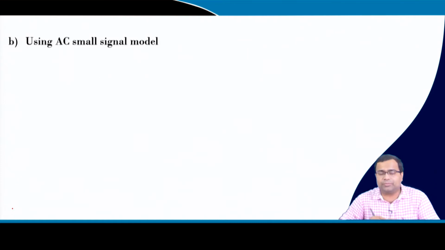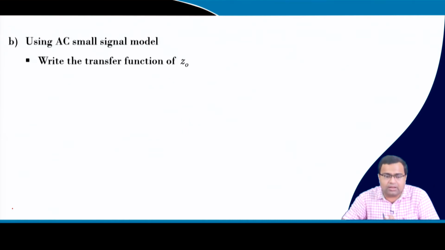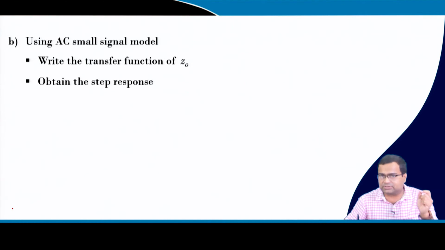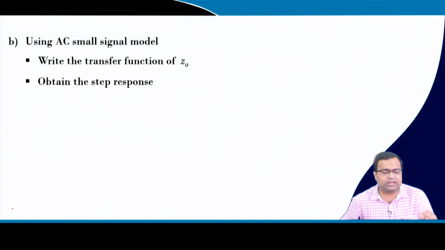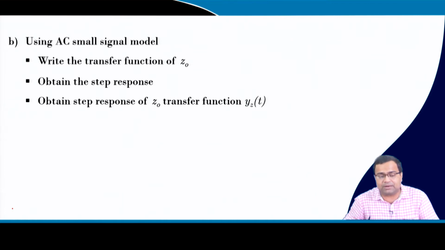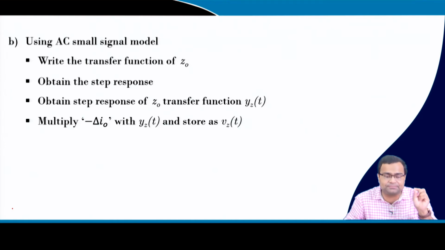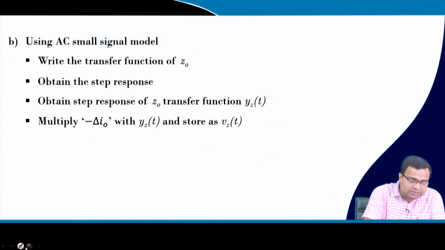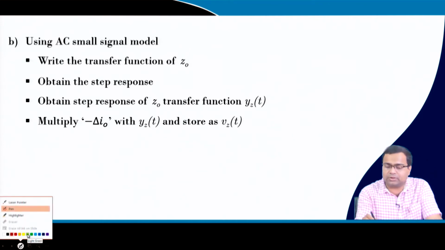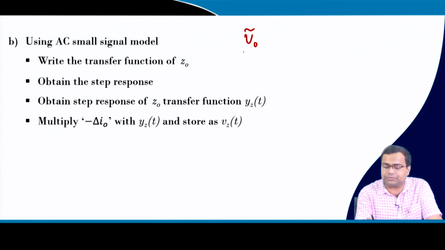Next, because we want to verify the actual switch simulation with our AC small signal model, we have to first write down the transfer function and obtain the step response. Generally, if you write step response in MATLAB, it will give a unit step response, so you need to scale it. You have to obtain the step response of the output impedance, then multiply by minus delta I0, because delta V0 by delta I0 with a minus sign is our output impedance, right.